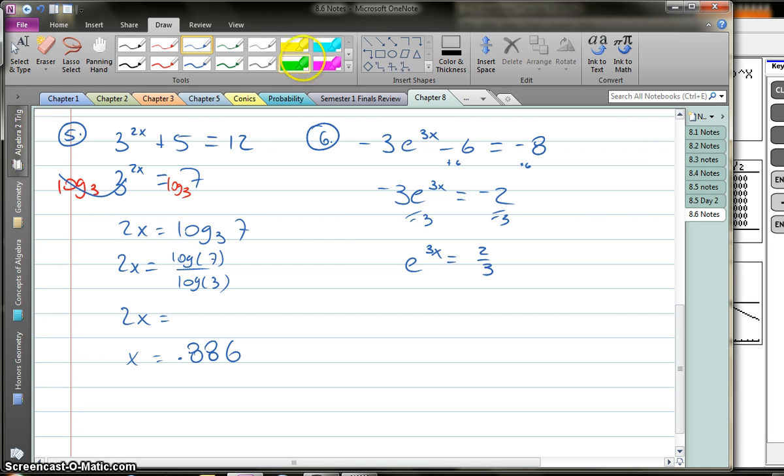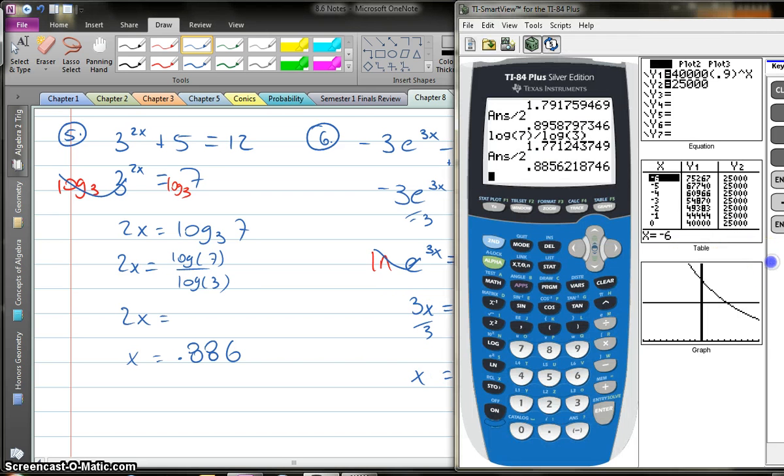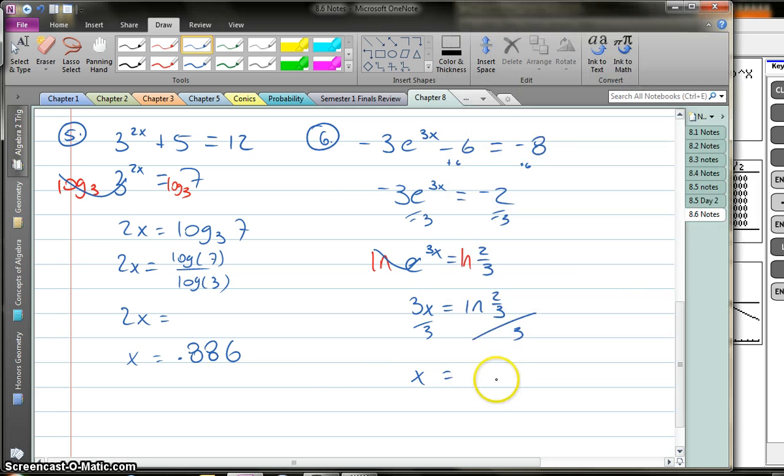Now I've got to get rid of my e, so I'm going to natural log both sides. So 3x equals the natural log of 2/3, which I'm going to eventually divide by 3. So we have the natural log of 2/3 all divided by 3. And I get a negative number, which is fine. X is negative 0.135, because I took the natural log of a very small number. Okay, so not so bad.